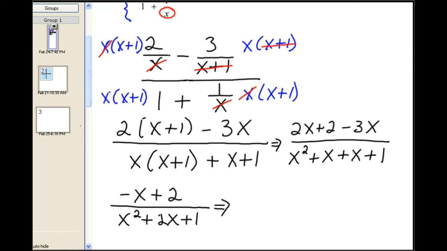Now, in order to simplify this rational expression, we have to see if anything will factor. The numerator does not factor, so you have negative x plus 2, but the denominator will factor to x plus 1 squared. Will any factors cancel? No, they don't, so this is your final answer.